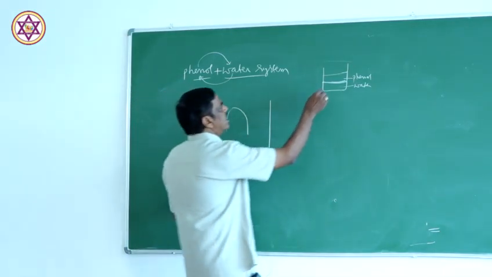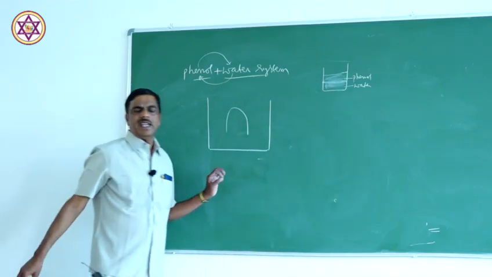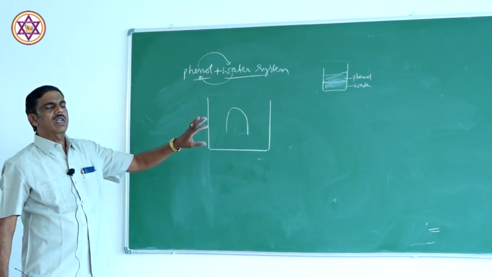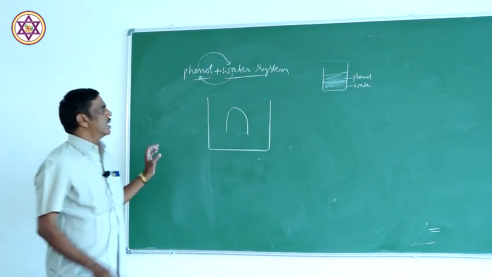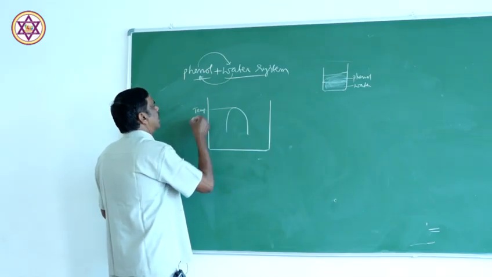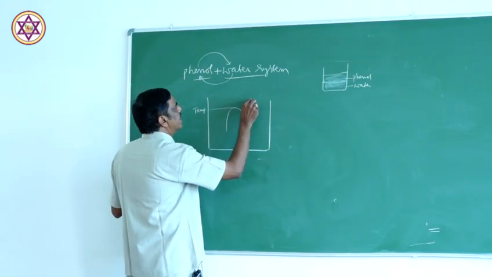If you go on heating this mixture, they become a single layer, a uniform layer, a solution. Completely one is soluble in the other, complete solution. That is possible at this temperature. This is the temperature. So this temperature is 66 degrees centigrade.